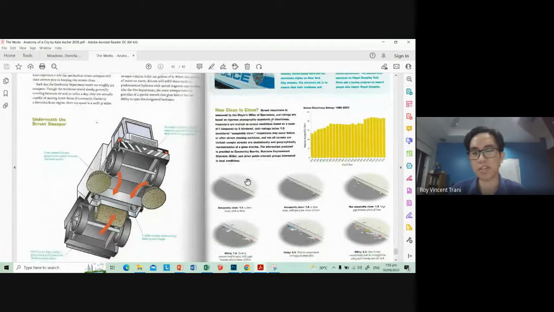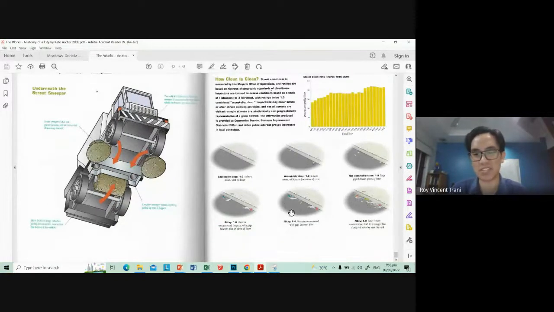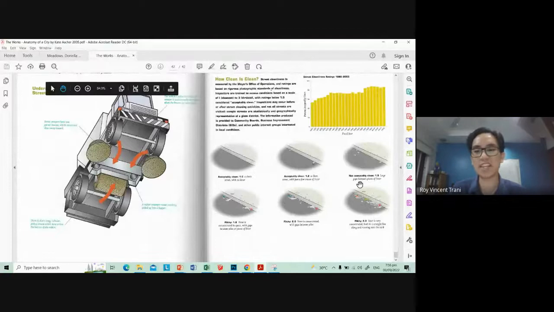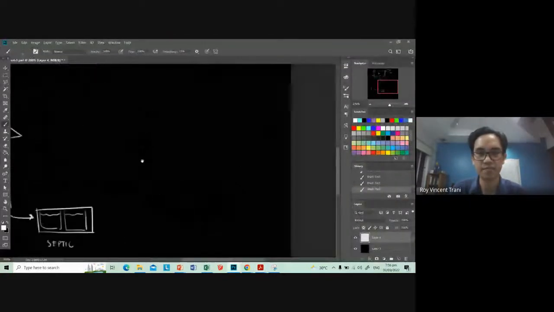And then something that we don't have in the Philippines, street cleaning. It's basically just clean as you go or no cleaning at all in the Philippines. So those are basically the elements or the anatomy of a city. I'll just list it down here.